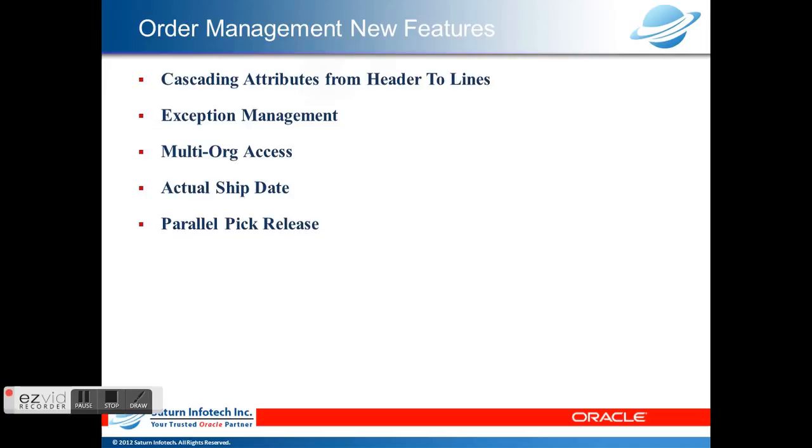Let's talk about new features or enhancements provided in the Order Management module in release 12. First one is the cascading attributes from header to lines. Second one is the enhanced exception management. Third one is multi-org access. Fourth one is actual ship date provided on various functionality, and fifth one is parallel pick release. Okay, I'll explain these one by one in the following slides.